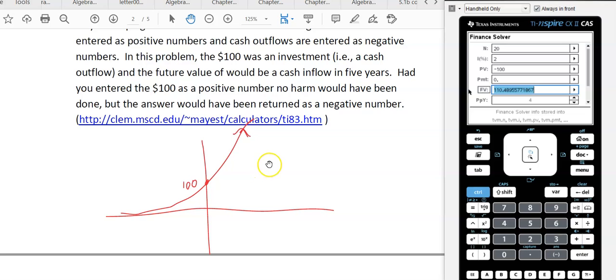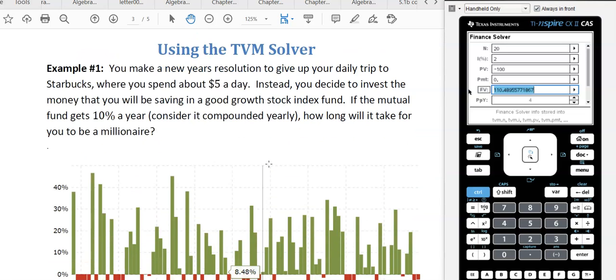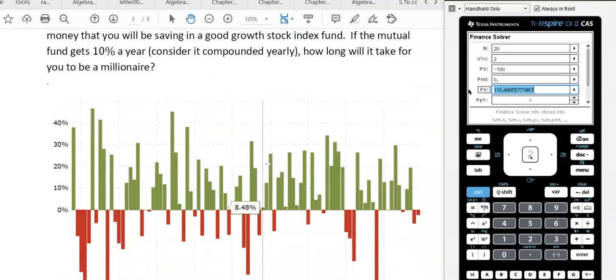Everybody can be a millionaire. I'll teach you how to do that today. In fact, this example is about that. Your money grows exponentially because it's called compound interest. You're getting interest on top of interest. So let's say you make a New Year's resolution to stop going to Starbucks. I think Starbucks could be a $5 drink pretty easily. Instead, you decide to invest the money. So at $5, you're going to put it in a growth stock mutual fund. So if the mutual fund gets 10% a year, let's even downgrade that to 9%.